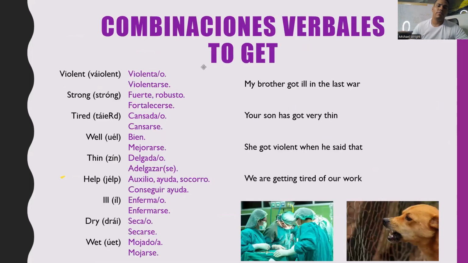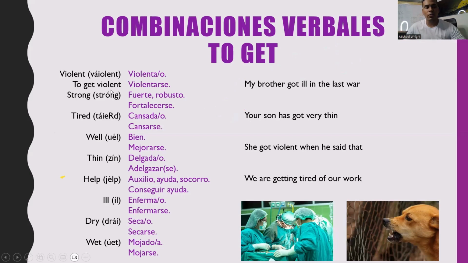Okay, so we have more combinations with the verb to get, right? So violent. So look, this verb currently has 8 different meanings. So to get can be become, which is convertirse, volverse, no? So you can say get violent, no? So volverse violento. So get violent, to get violent.